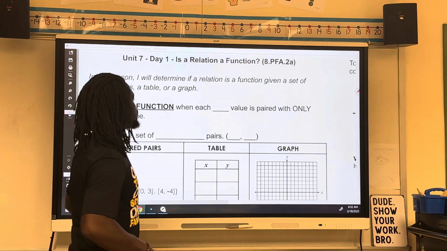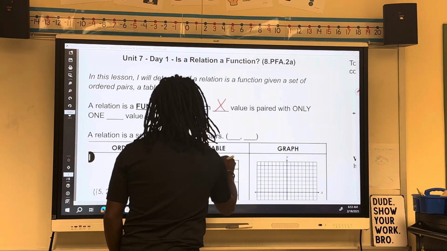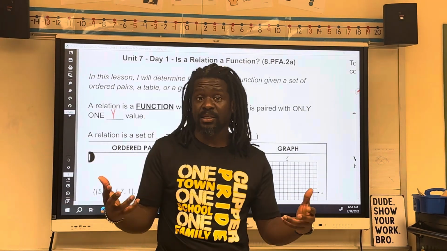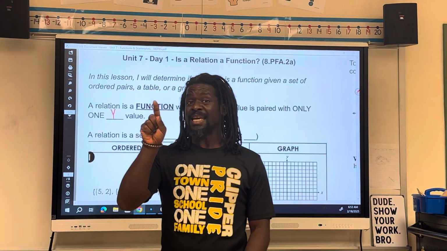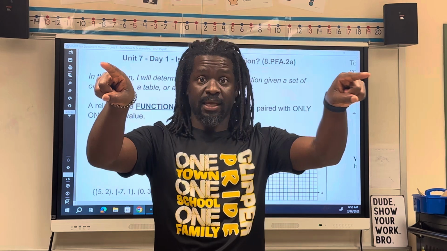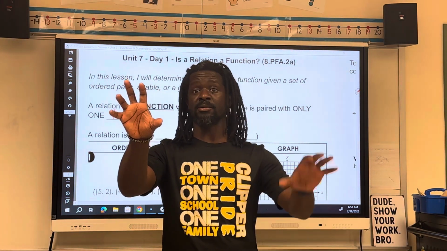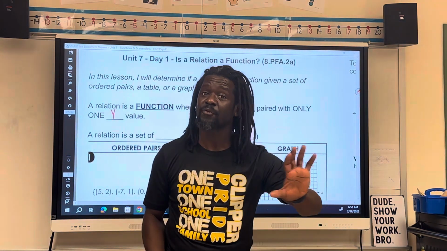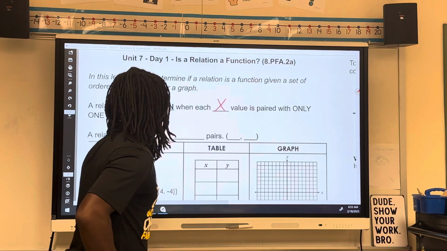A function is when you have an x value that is paired with only one y value, okay? So in the analogy that I gave, or the example about the vending machine, anytime you press a button, you expect to get one snack. You don't expect to get different snacks. So for every button, there is a snack, okay? But if you press the same button and you end up getting different snacks, then that's a broken vending machine, and that is not a function, okay?